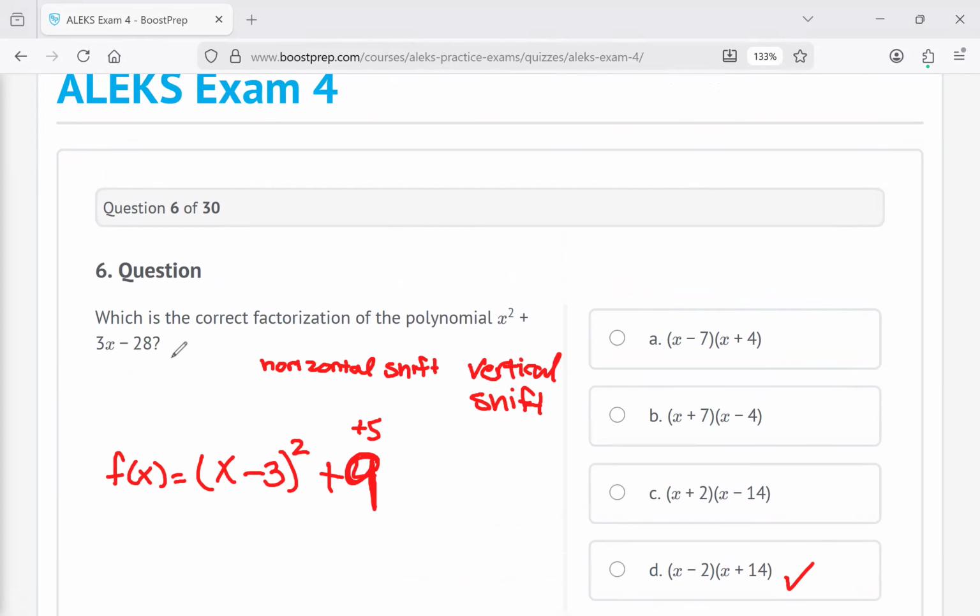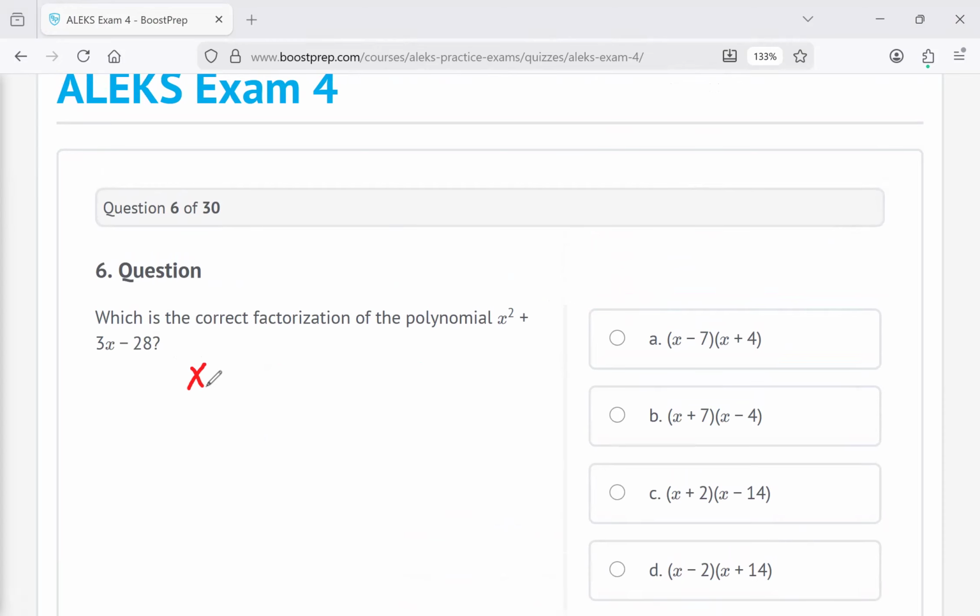Which is the correct factorization of the polynomial x squared plus 3x minus 28? So what you got to do is factor this using the simple factoring method. And then we're going to put in x here, x there, blank space, blank space. So what two numbers multiply to -28 and when added give you 3?